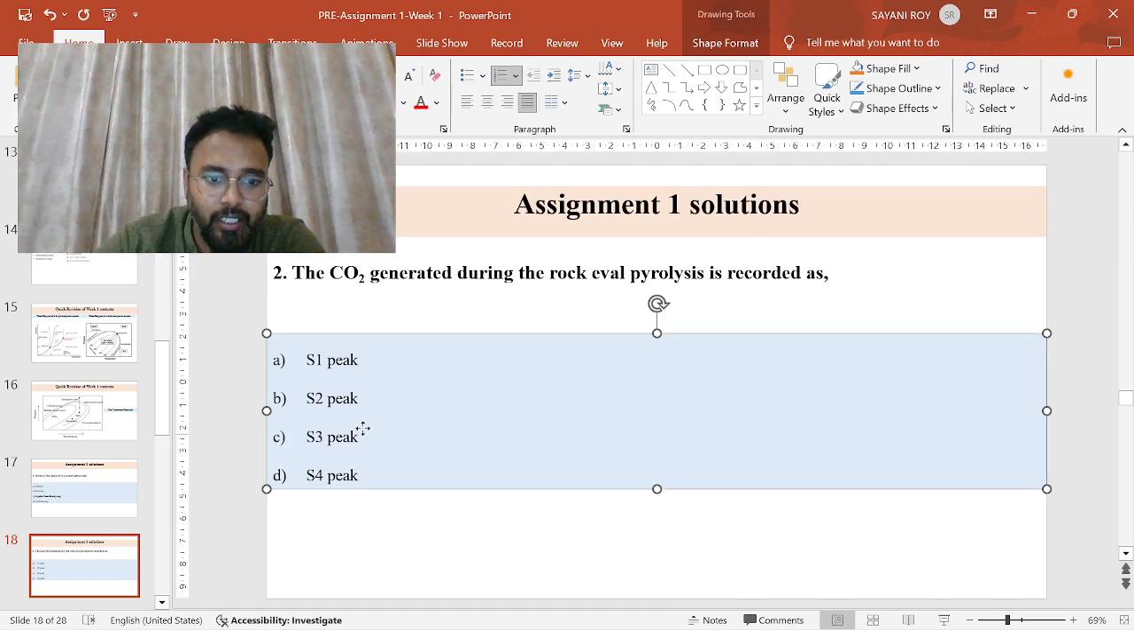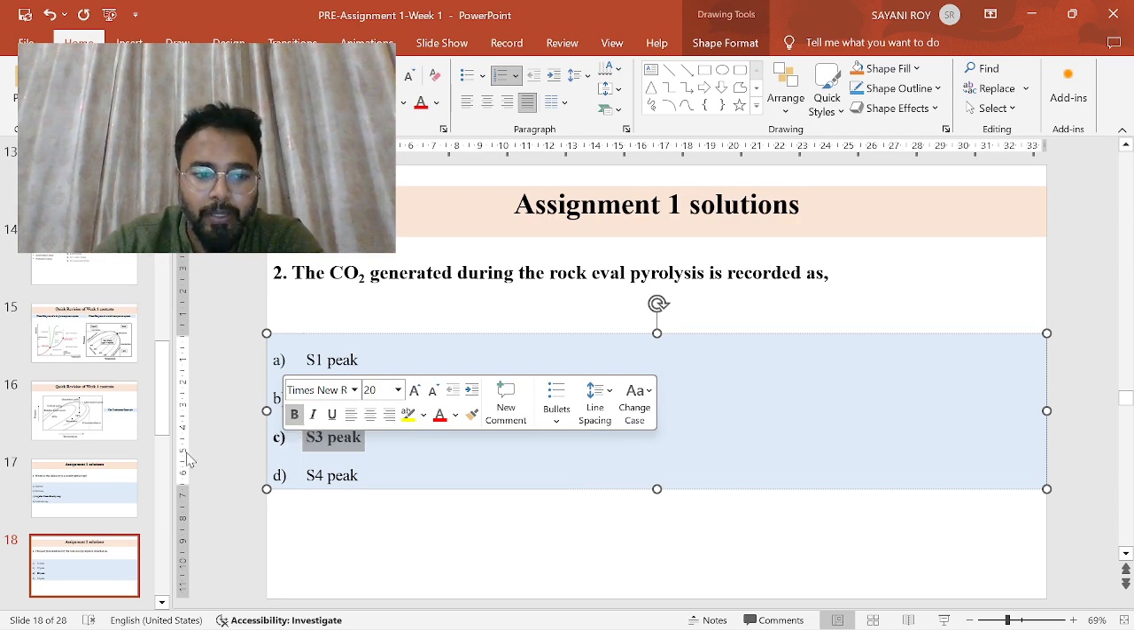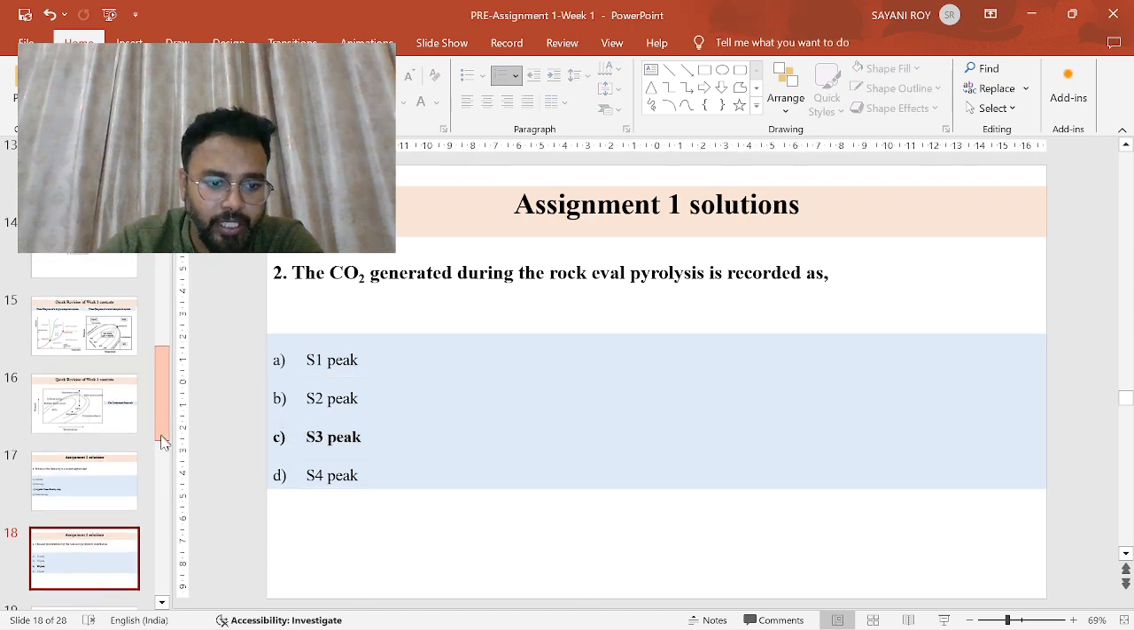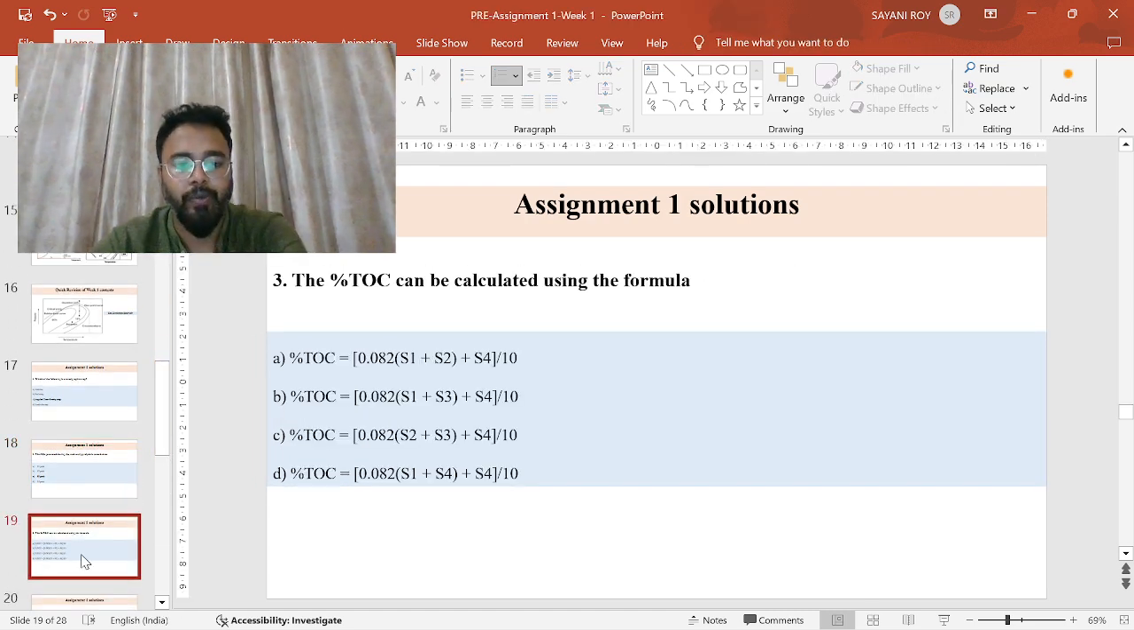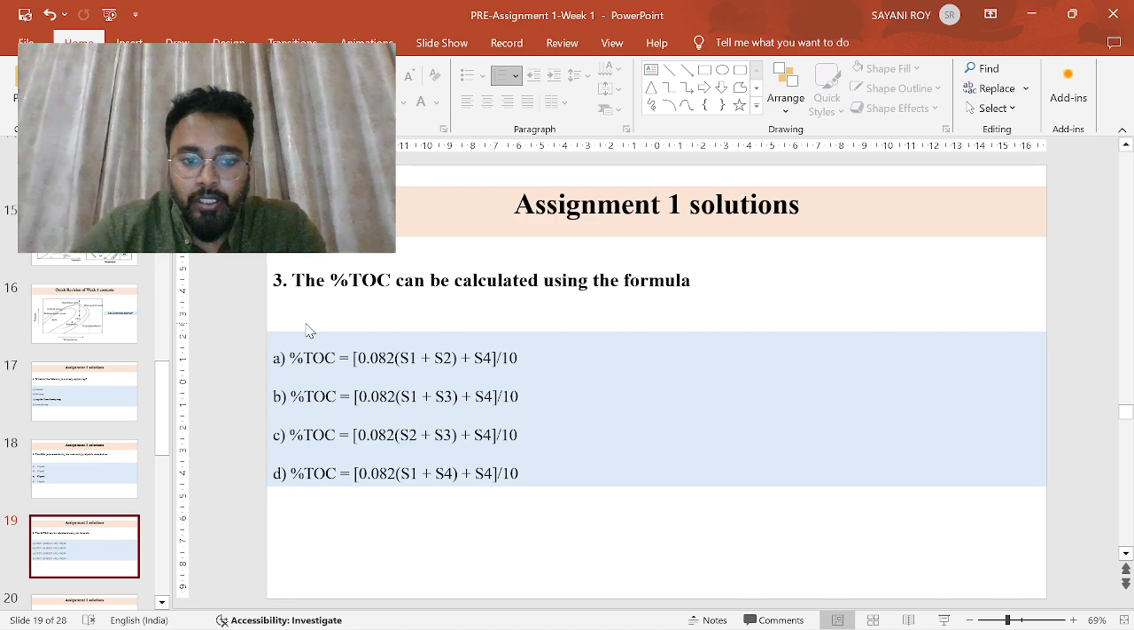These are theoretical questions. You have already done this in your class, so I am not going into detail and explanation. Whenever there is a numerical or something, we can discuss. If you have any question, you can ask me anyway. So the next question is, the percent TOC can be used. TOC, can anyone tell me the full form of TOC? Sir, total organic carbon. Yeah, total organic carbon. Percentage total organic carbon.